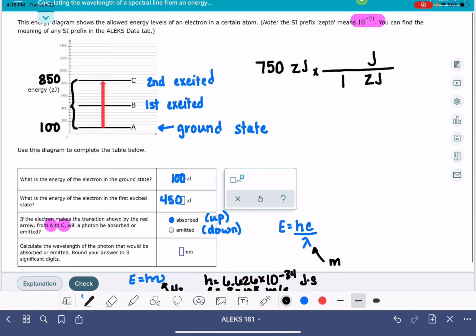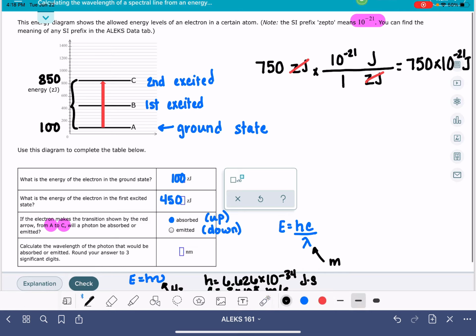That means 1 zepto is 10 to the negative 21. And so my joules for this problem are 750 times 10 to the negative 21. I know that looks kind of funny when we write things in scientific notation. Normally we want to have a decimal point right here, but it's not going to matter because this isn't our answer. Anyways, we're going to do some additional math with it.